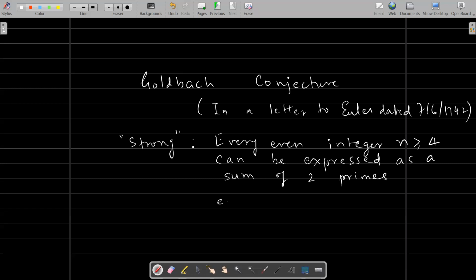So for example, let's do it for small numbers. 4 itself I can write as 2 plus 2. The two primes may not be distinct. 6 we can write as 3 plus 3. 8 we can write as 3 plus 5. 10 we can write as 5 plus 5 or 3 plus 7 and so on. Okay.